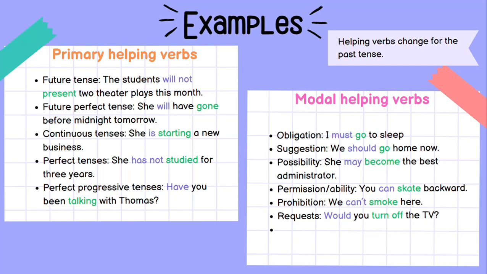Remember that we can shorten this verb. And for requests, we have: would you turn off the TV? Would is the helping verb and turn off is the main verb in this sentence.